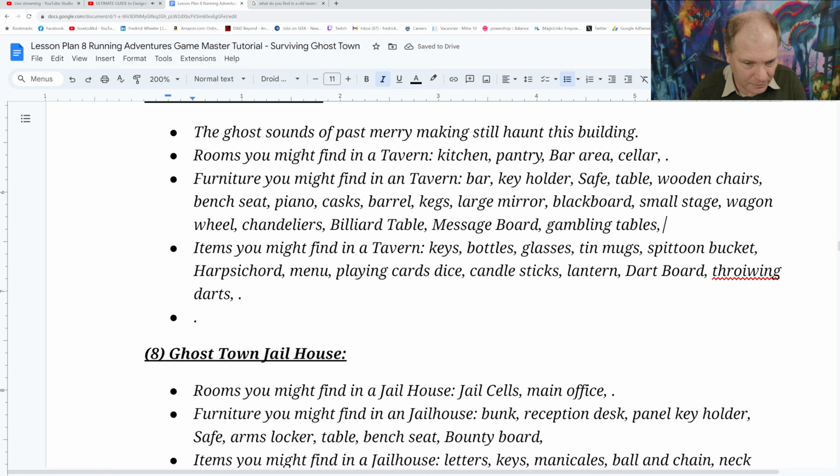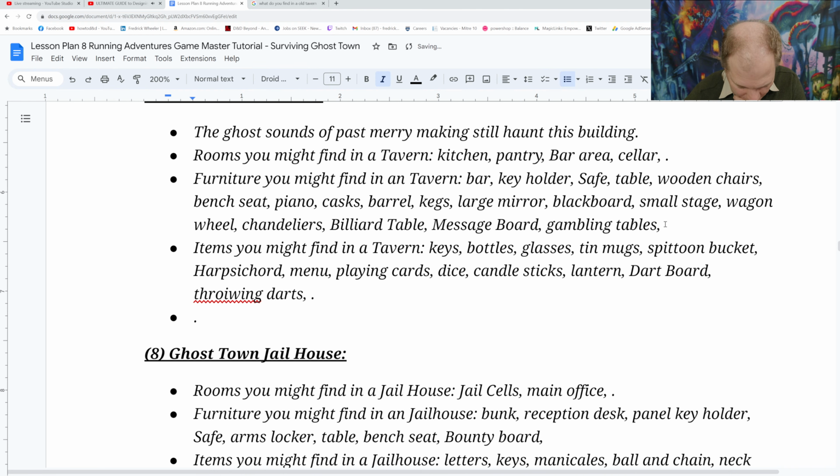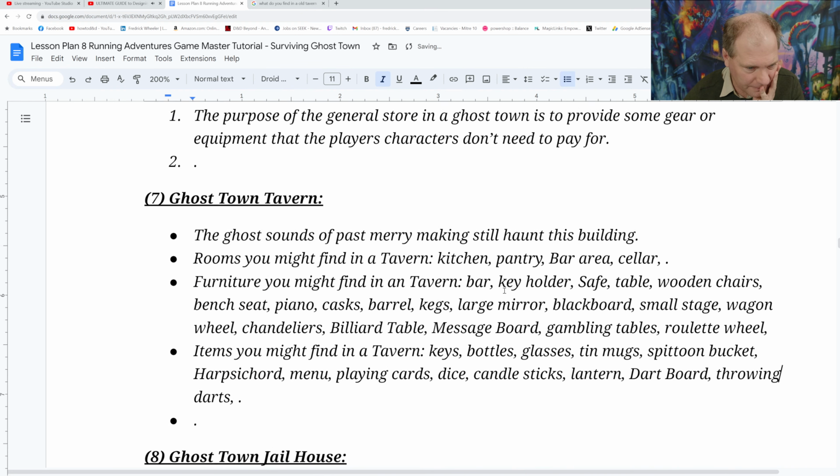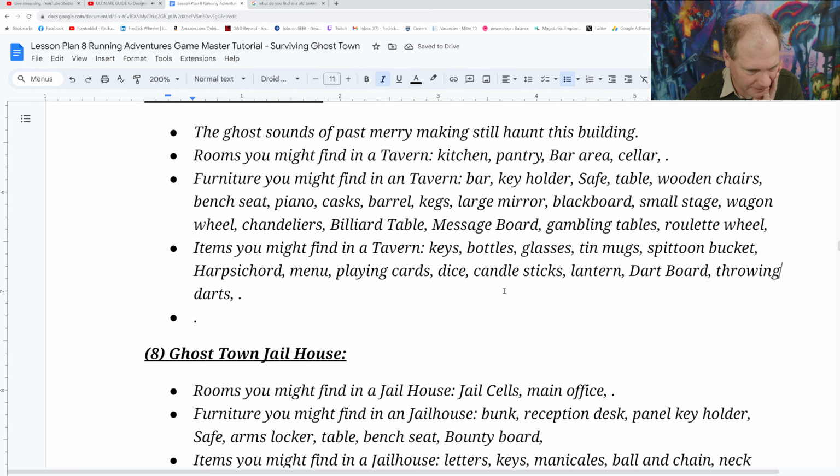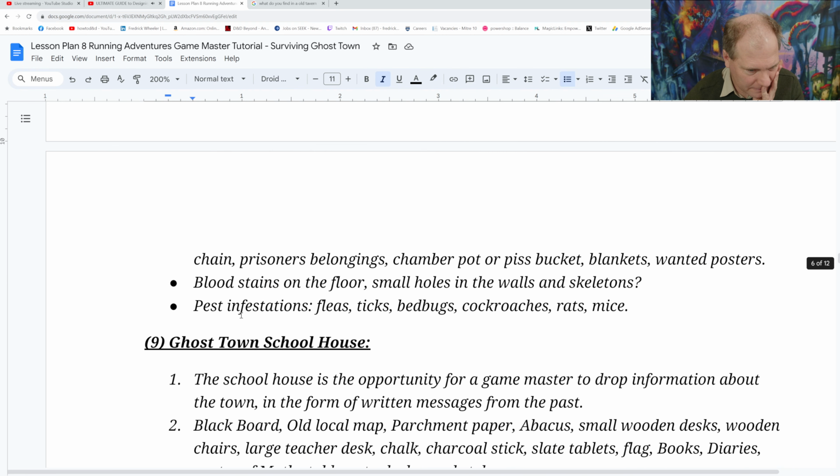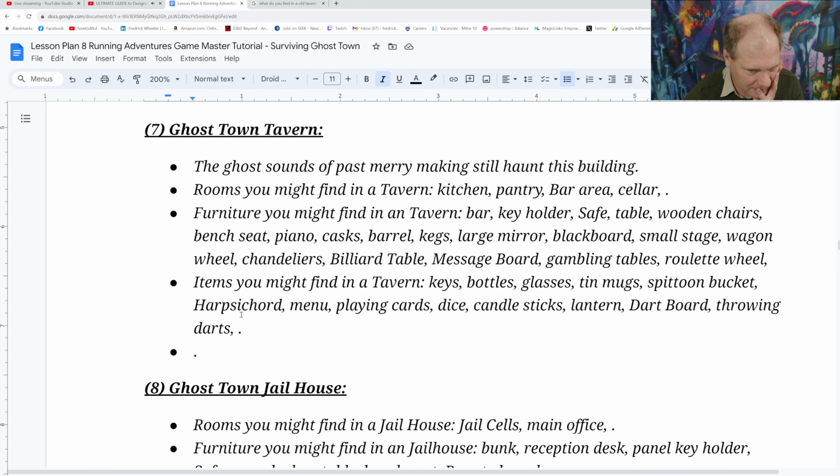Well, we've got, I had dice down. Playing cards, dice, and then roulette wheel. Yeah, we can put that down. All right, got it. I think we've done a reasonable job of filling that out, if you ask me. I think that's not bad, actually. That's pretty good.